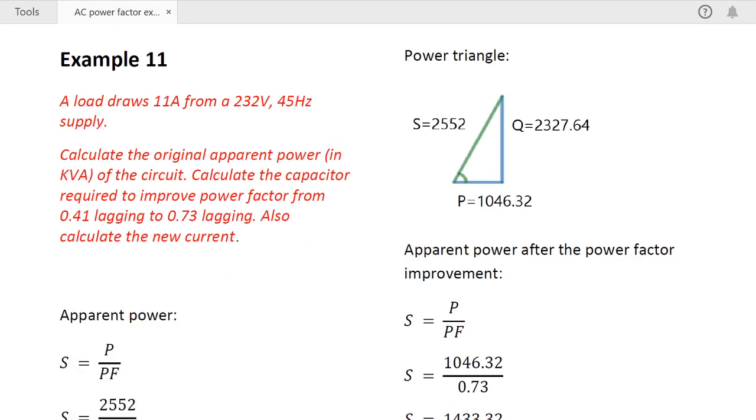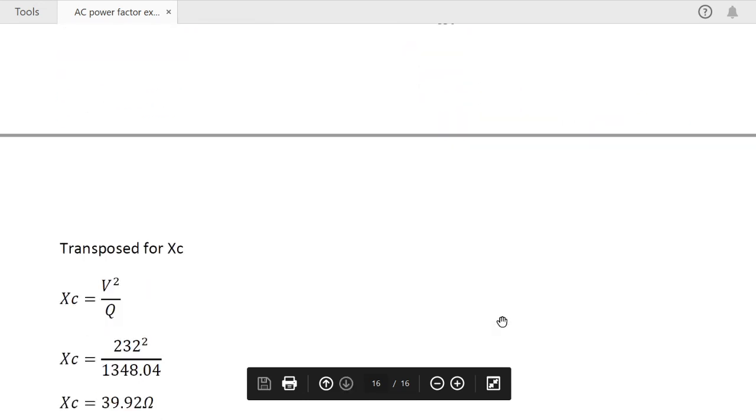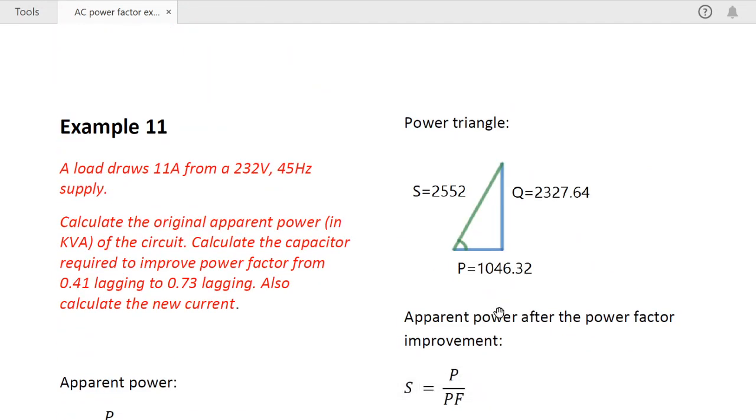And question 11, which I think is the last one. Let me just check. Yes, there we go, 11. A load draws 11 amps from a 232 volt 45 hertz supply. Calculate the original apparent power in kVA of the circuit. Calculate the capacitor required to improve the power factor from 0.41 lagging to 0.73 lagging. Also calculate the new current.